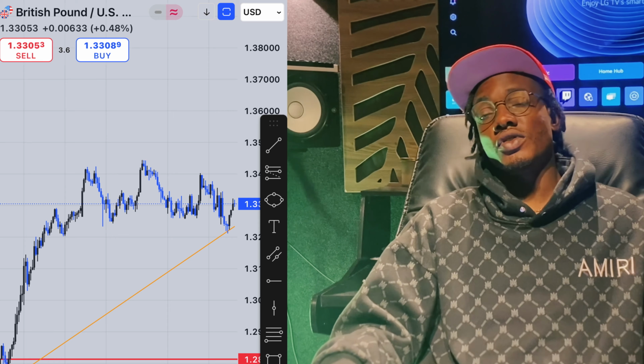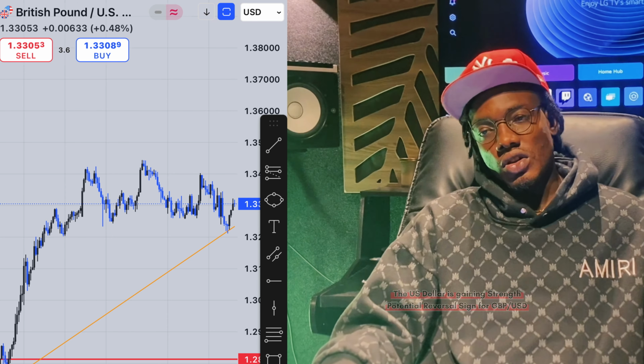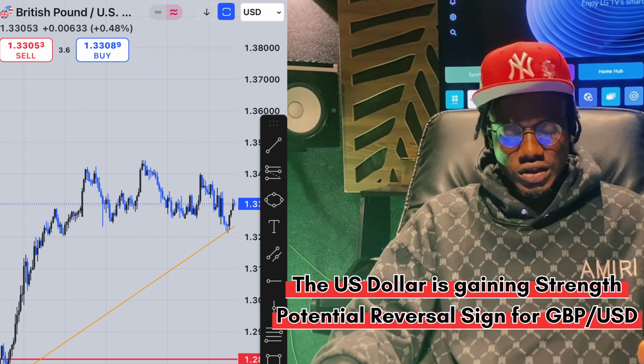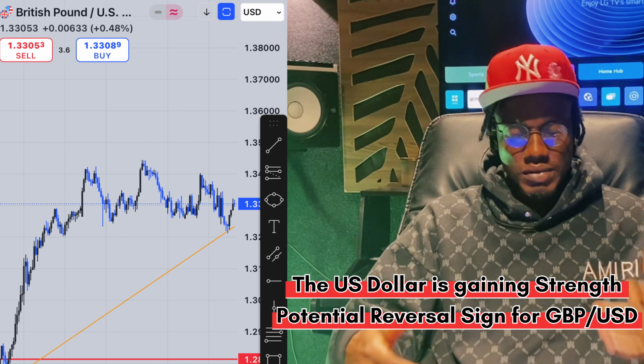All right, so for those of you still holding the pair, the GBP USD against the dollar is beginning to get strength and it's coming back up gradually. So yes, you can consider taking positions, be careful, and wait for the next market manipulation.